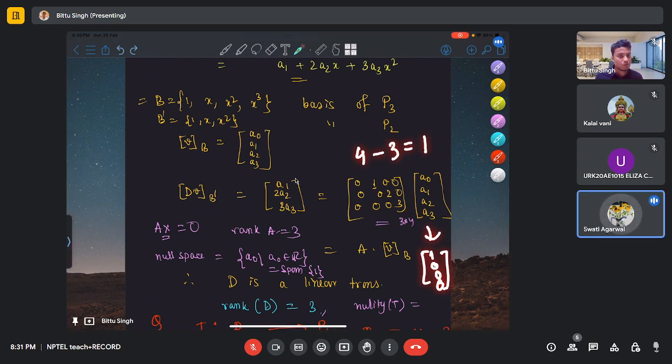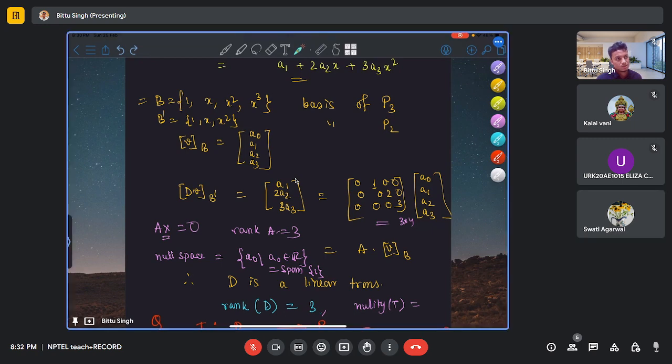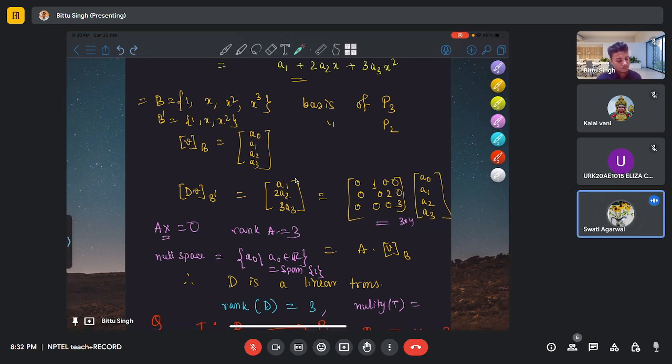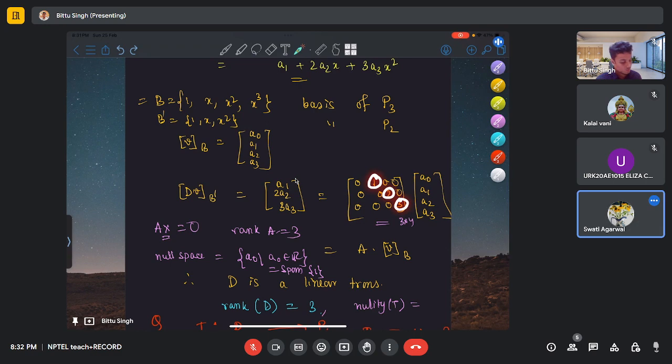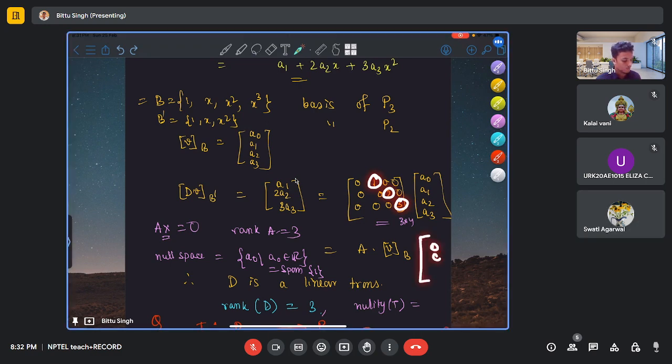Sir, when there is a 0 row, we take the pivots and we take the non-pivots as the independent variables, right? Yes. Here you can see that the pivot elements are 1, 2, 3. That is what we are taking. So 0 in the pivots.